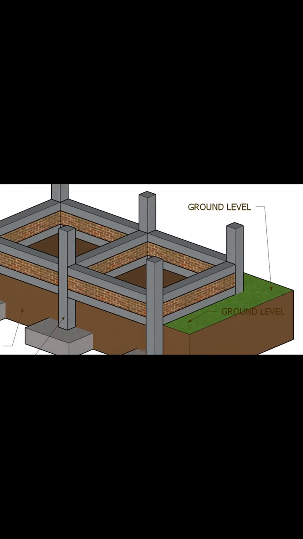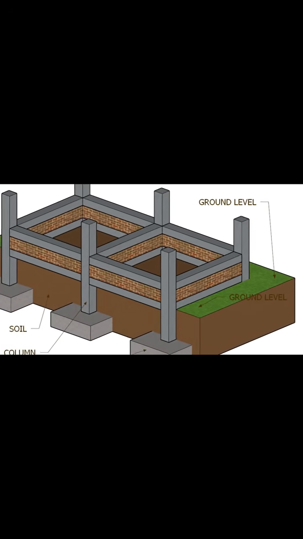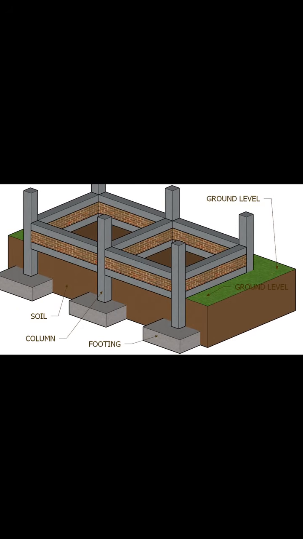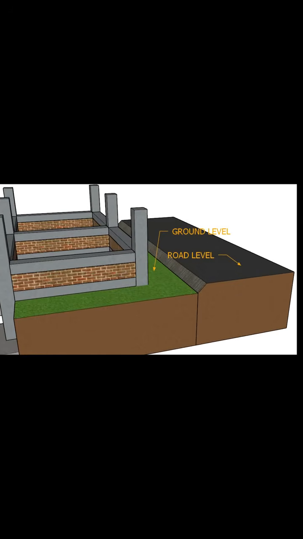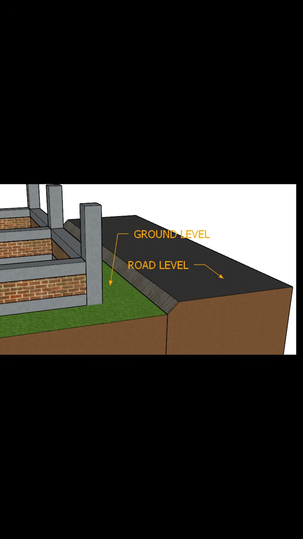Imagine your ground level at the site and just below that lies your foundation or footing. In many real-world cases, the road level outside the plot is higher than your ground level, sometimes by 1 foot or even more. So during construction, you'll need to raise the plinth level above the road level, usually by 1.5 to 2 feet, to avoid future problems.